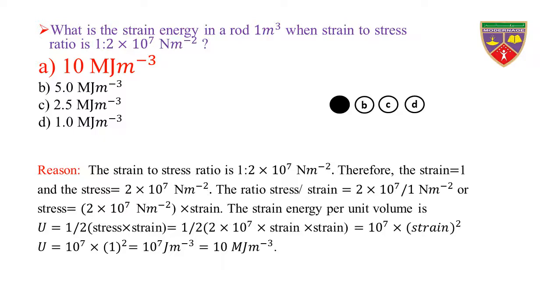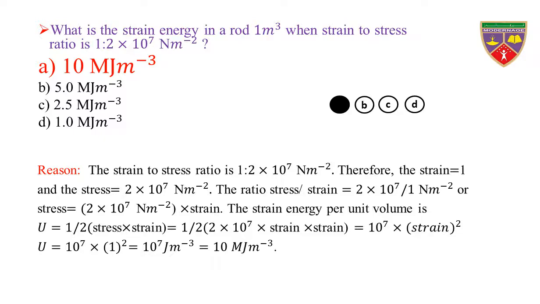Reason: the strain to stress ratio is 1 to 2 into 10 power 7 Newton per meter square. Therefore, the strain is equal to 1 and the stress is equal to 2 into 10 power 7 Newton per square meter. The ratio stress to strain is equal to 2 into 10 power 7 divided by 1 Newton per square meter, or stress is equal to 2 into 10 power 7 Newton per square meter into strain.